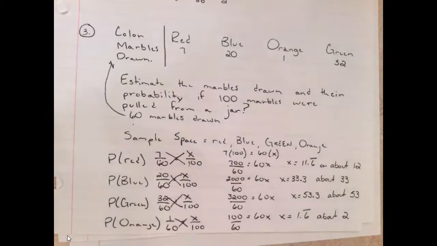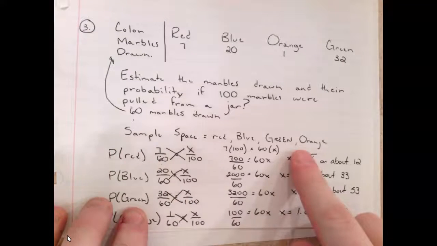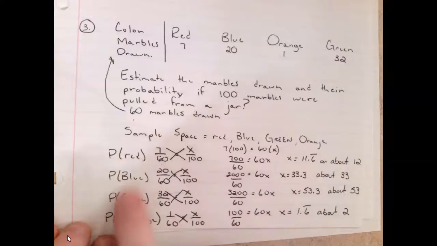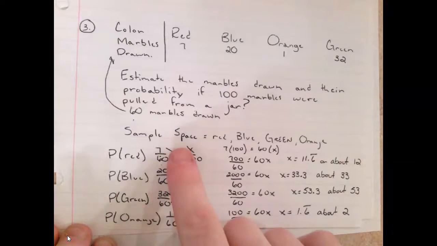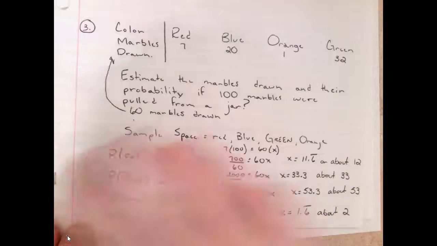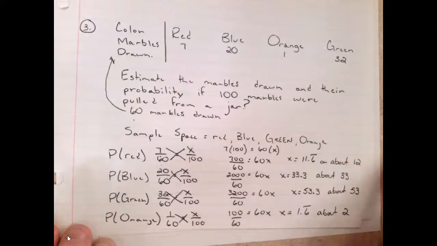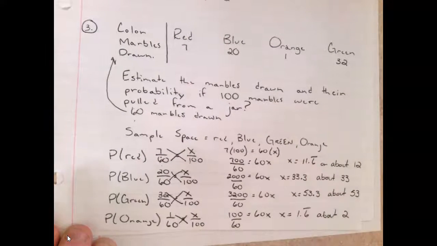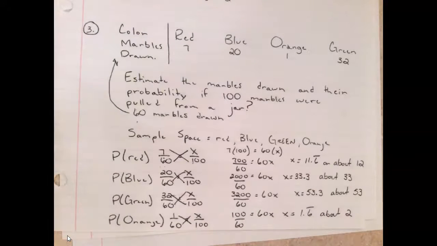Guys, the big takeaway on this lesson here: probability models, sample space, your different events that can happen, their probabilities. And then from there, we can estimate to find out the different amounts that might happen. Say we were to take a new number and draw out. Guys, this is our lesson today.